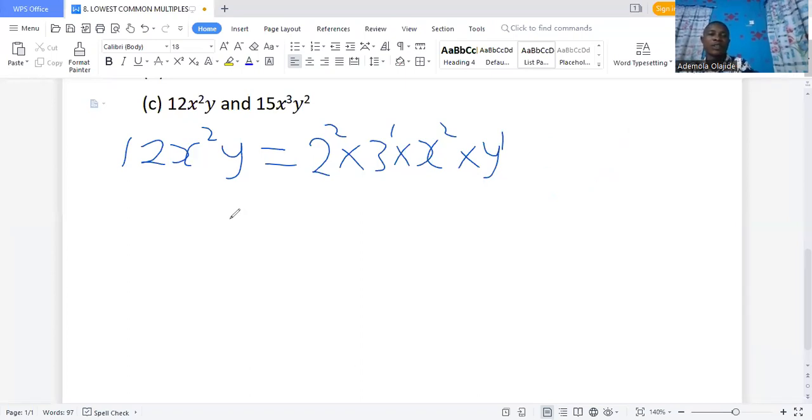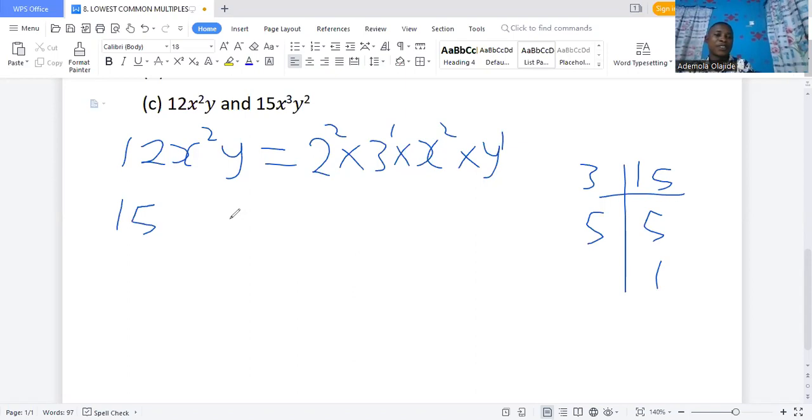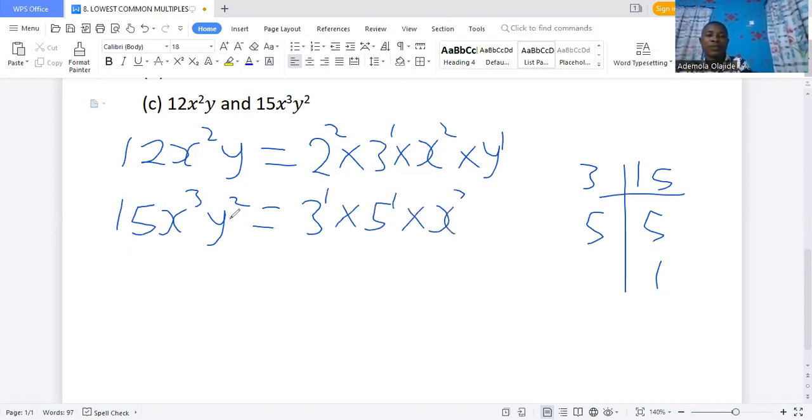Then we, in the same manner, break 15. 3, 5, 5, 1. So 15x cubed y squared will give us 3 to the power of 1 times 5 to the power of 1 times x to the power of 3 times y squared.